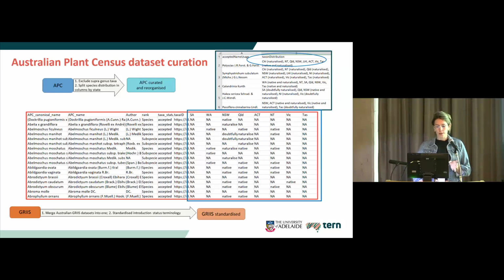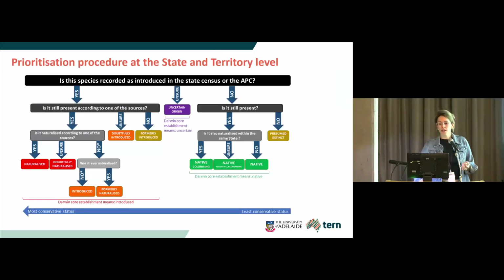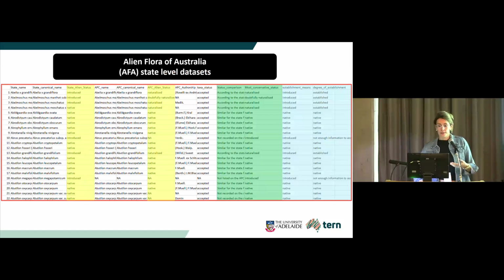And then, of course, with the GRIIS, we merged the Australian GRIIS data sets into one and standardised the introduction status terminology. We used this prioritisation procedure at the state and territory level, and this is the procedure we used to generate the data set for the state levels. We use quite a conservative status. When we look at the native status, we've actually used Darwin Core establishment means native, and then anything that was naturalised, doubtfully naturalised, and all of those other terms was introduced according to Darwin Core establishment means. And then we end up with this data set.